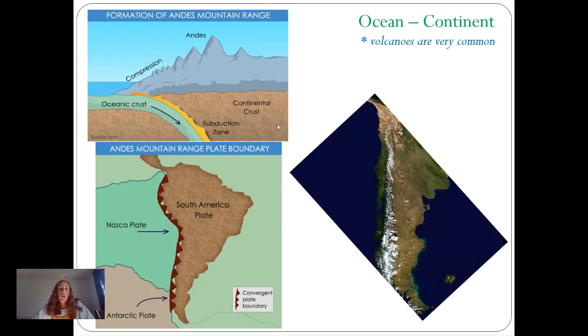Here's an example. An example would be the Andes mountain range in South America. You have the Nazca plate, and it is colliding with the South America plate. South America plate is a continent. Nazca plate is an ocean. So you have an ocean that is getting pushed underneath a continent. Just to show you, you've got oceanic crust getting pushed underneath continental crust at a subduction zone. And as it does so, it is melted and produces these volcanoes, the volcanic mountain range known as the Andes.